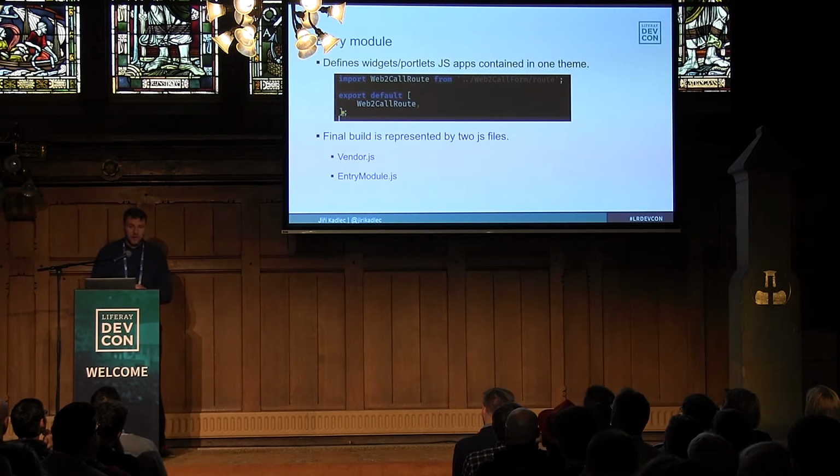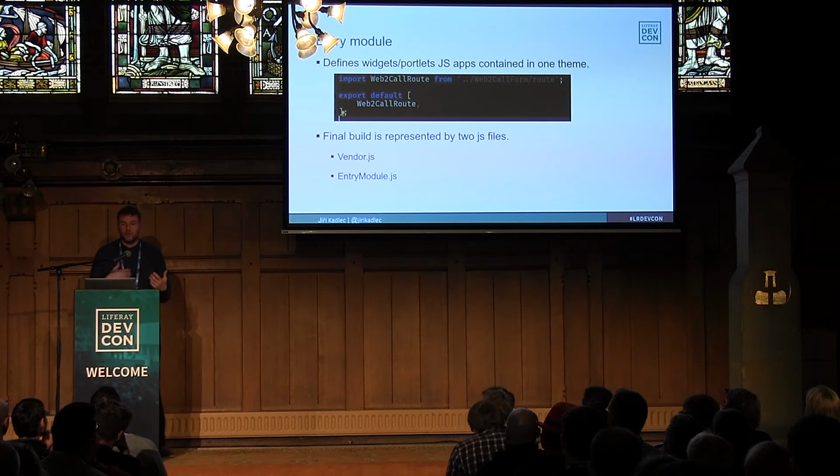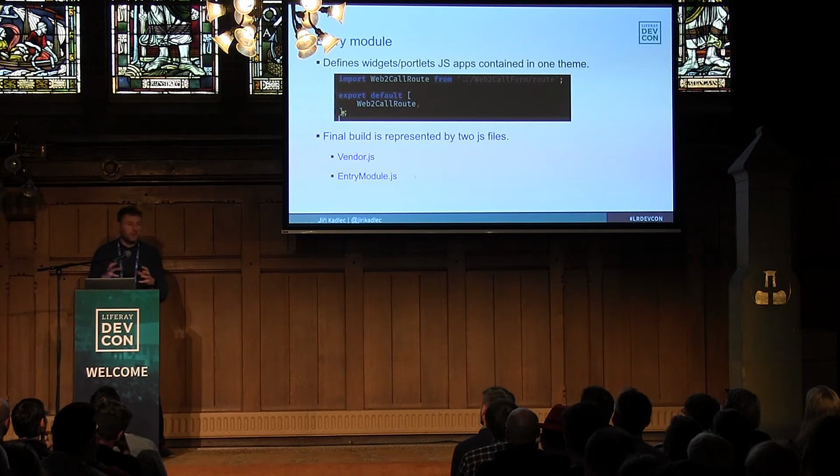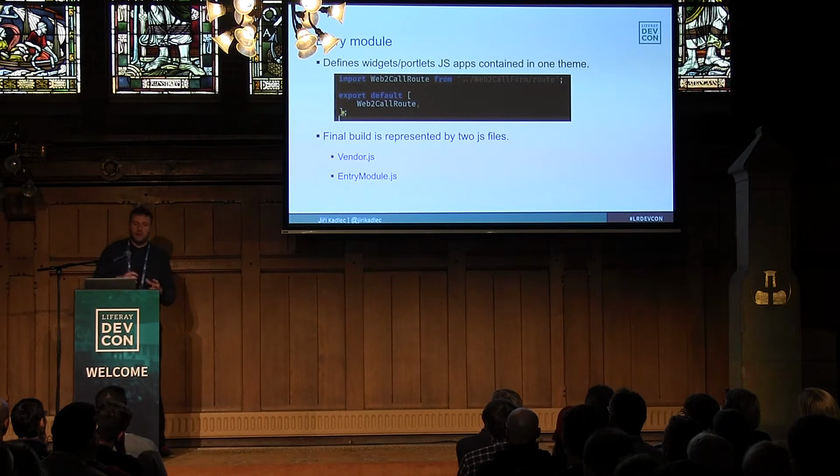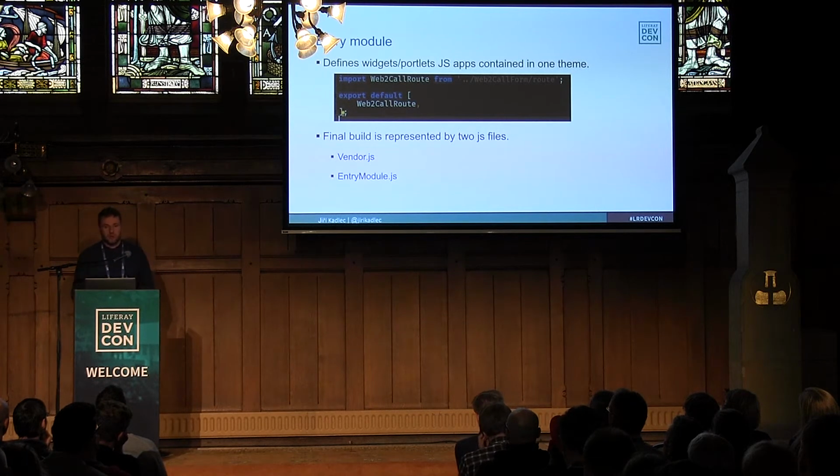The first one, vendor, is just libraries like React, React Redux, and all the libraries which we don't write. And the second one is a really small JavaScript. It's not like all the applications are inside. There is just logic which does the loading of the widgets, when the entry module searches for the widgets and does the asynchronous load of the rest of the JavaScripts later on, based on what the loader found on the page.